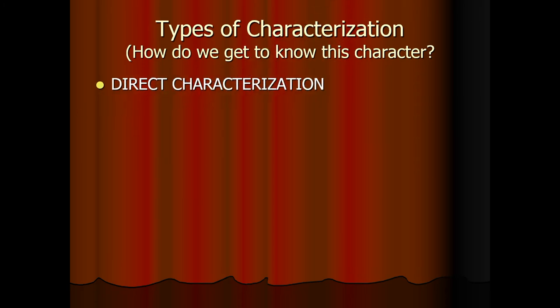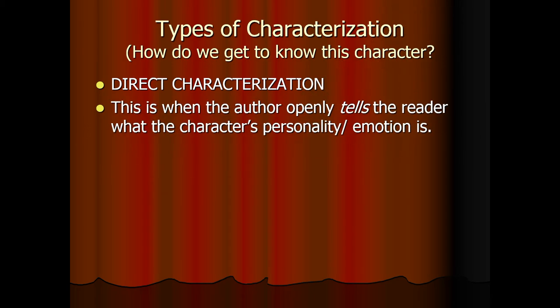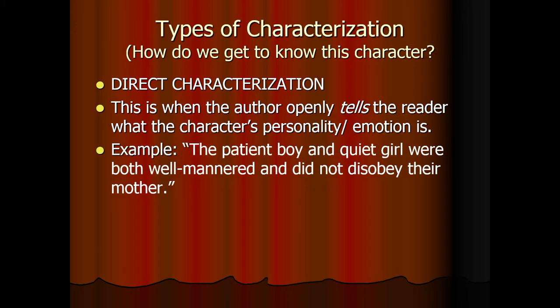The first type is direct characterization. Direct characterization means the author just tells us directly, openly, telling the reader what the character's personality trait is, what that emotion is. So there's no reading between the lines here. There's no inference. It's right there on the page.